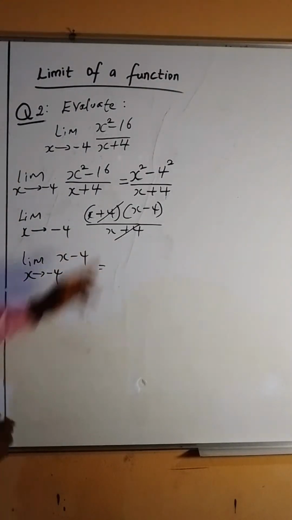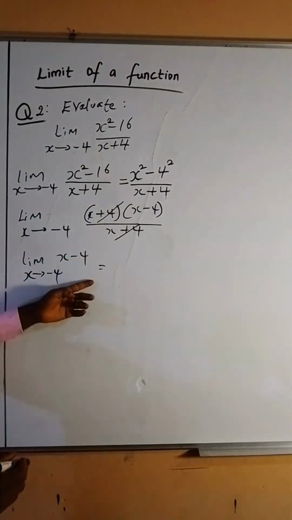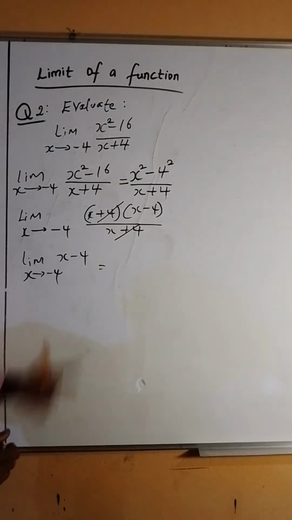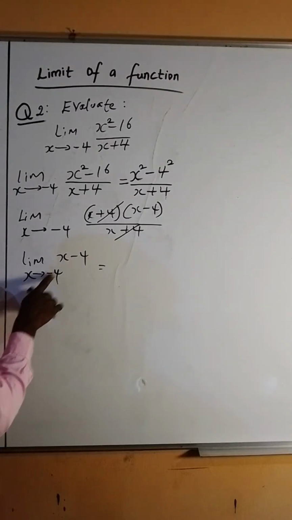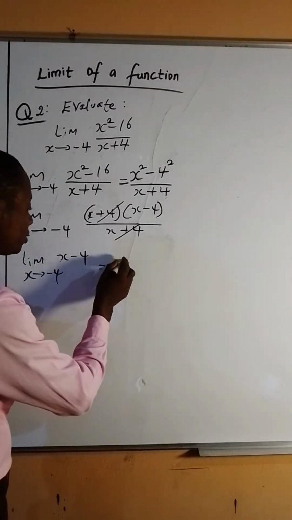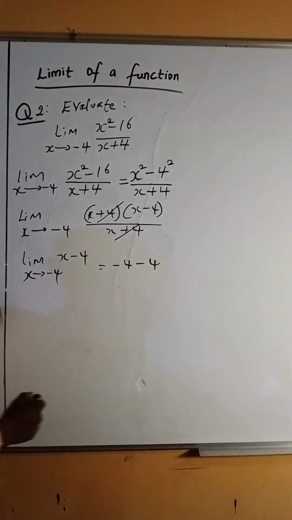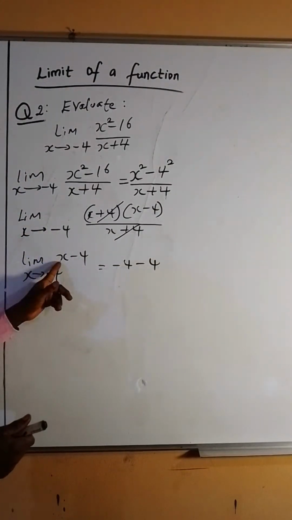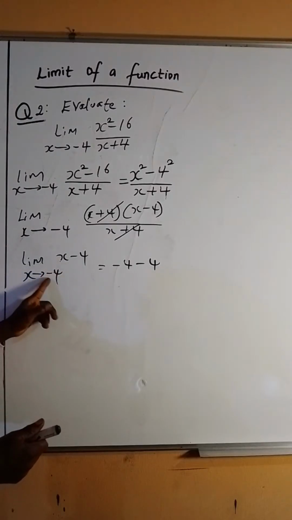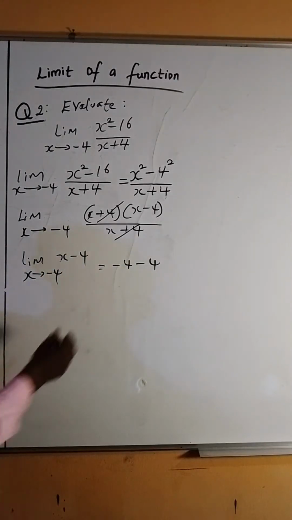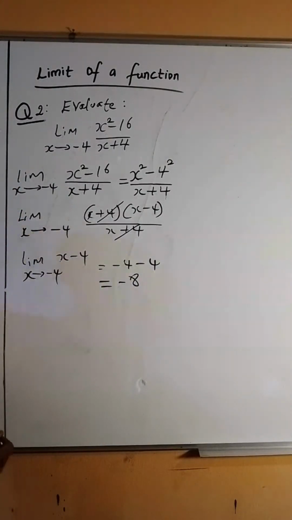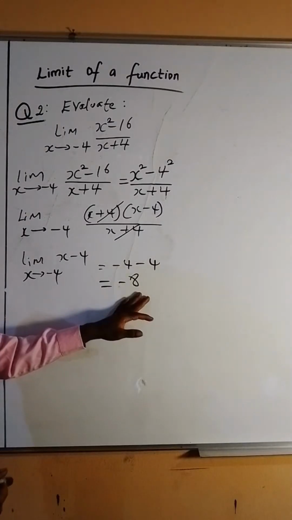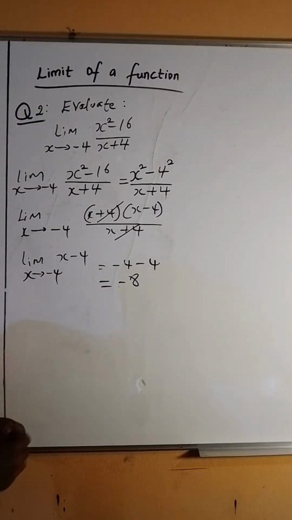You can see that we have reduced this limit to this level. So here we can now place our substitution. If we do, x is approaching minus 4, so we substitute for x, which is now minus 4, giving minus 4 minus 4. If we evaluate it, we get minus 8. So this is the answer to the second question for the class.